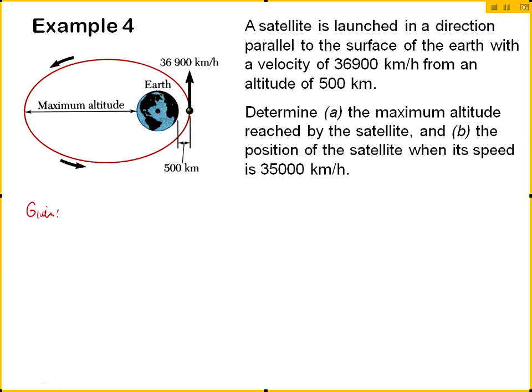So we are given, okay, I'm going to call this position A, right? And the position corresponding to the maximum altitude as B. So we are given what? The distance from point O to the satellite at the initial position. How much is that? It's the radius of the Earth, right? Plus 500 kilometers.